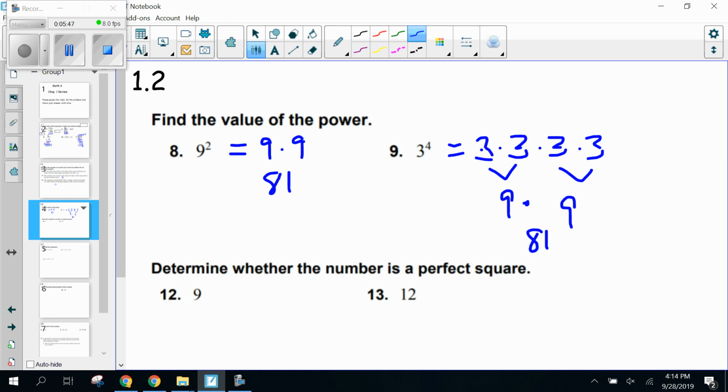Okay, and then we learned about perfect squares, which are numbers that are a number times itself and make a square. So for example, this is a yes for 9 because if you think of a square that has an area of 9, it would have to be a 3 by 3 square. So that's what a perfect square is. So there's no number times itself that makes 12, so you would say no for that.